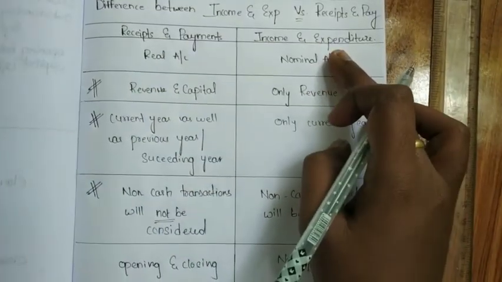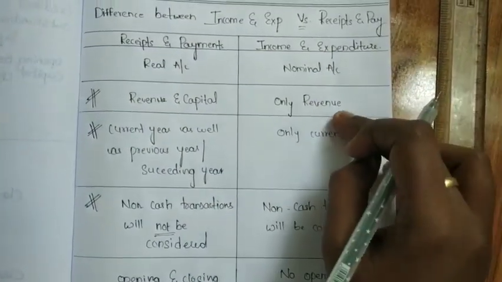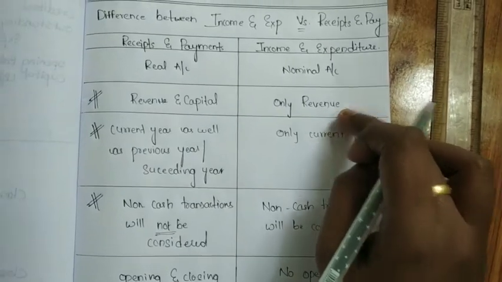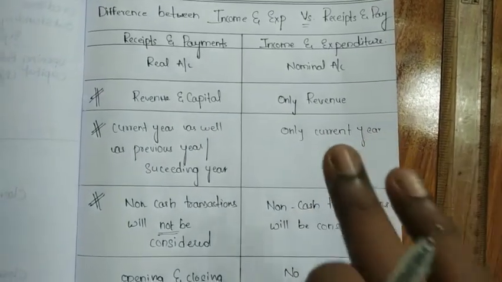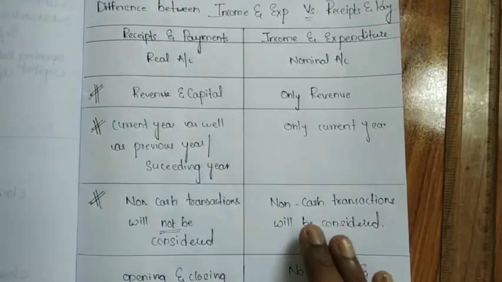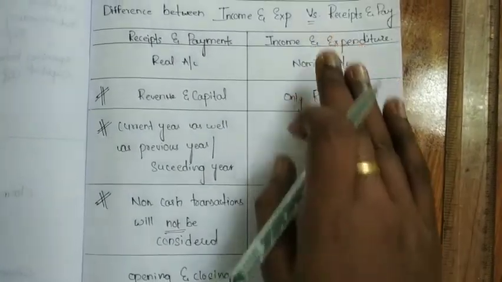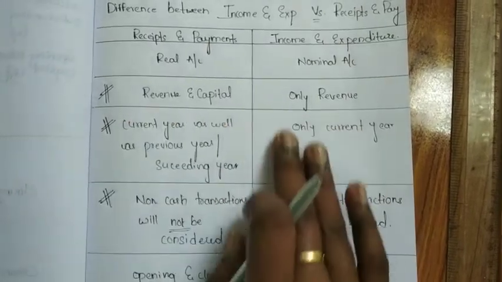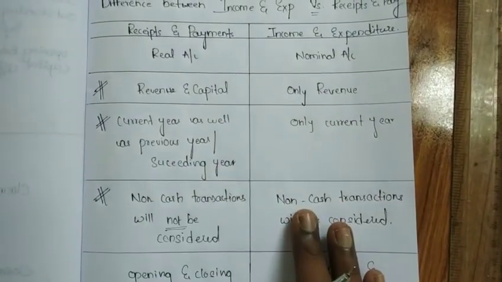When it is income and expenditure, we will take only revenue income and expenditure, and that also the transactions related to only the current year, and we will consider the non-cash transactions in income and expenditure. So remember these 3 points. Let's do one basic problem.